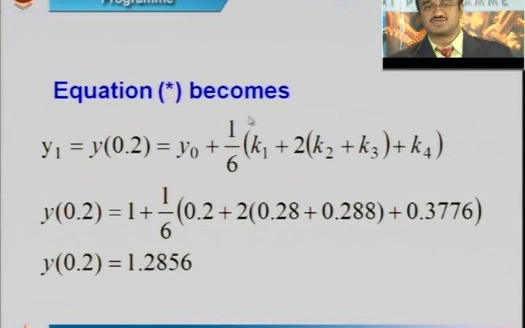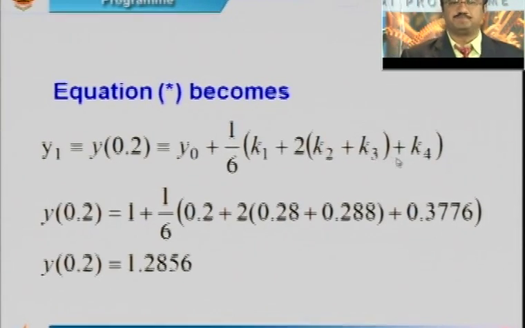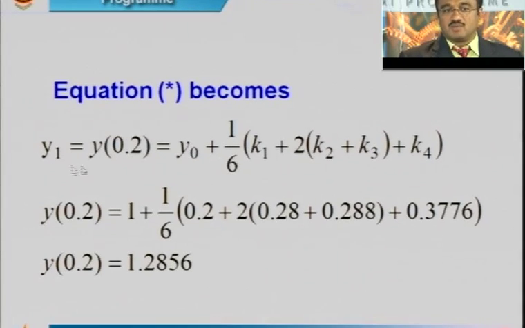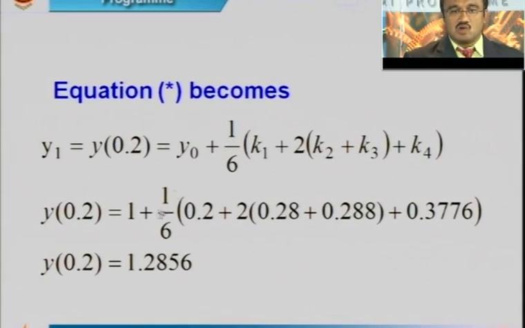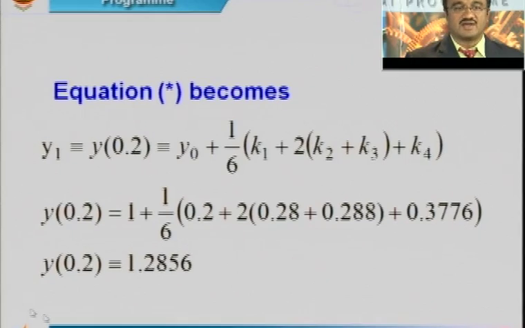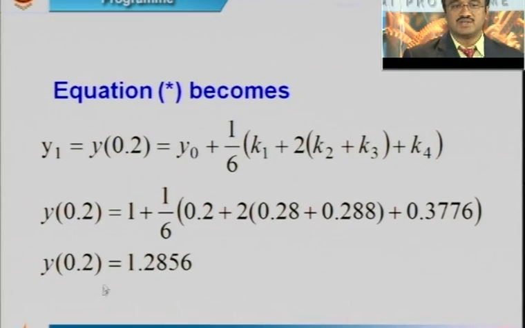Then you take all the values of K1, K2, K3 and K4, substitute in K, the formula. This is the formula we use here, K equals 1 by 6 times of K1 plus 2 times of K2 plus 2 times of K3 plus K4. This is the formula we use to find the value of y1, y naught plus K. Now after substitution of all these values in this equation, finally we get the value of y of 0.2 is 1.2856.